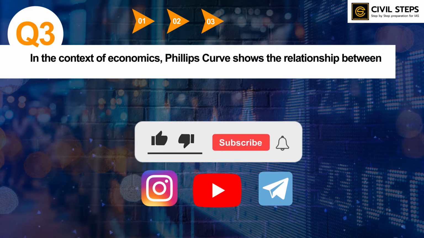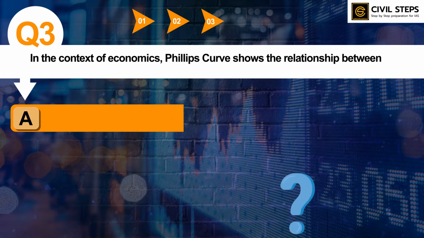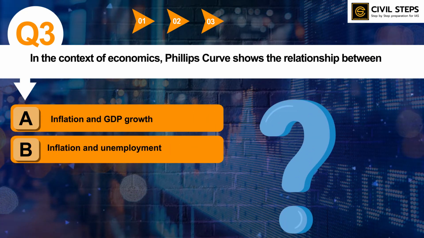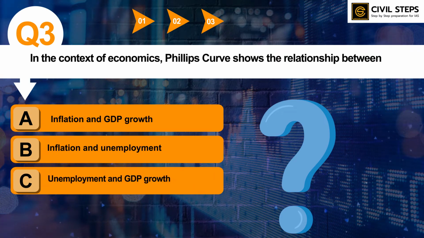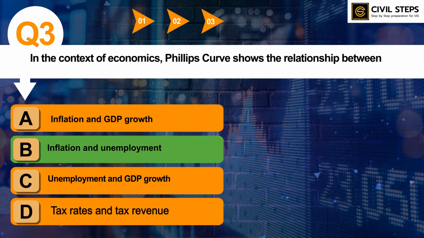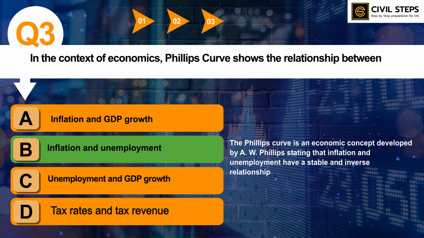In the context of economics, Phillips Curve shows the relationship between option A, inflation and GDP growth, B, inflation and unemployment, C, unemployment and GDP growth, D, tax rates and tax revenue. So you have to tell the correct answer. So the correct answer of this question is option B, inflation and unemployment. So the Phillips curve is an economic concept developed by A.W. Phillips, stating that inflation and unemployment have a stable and inverse relationship.